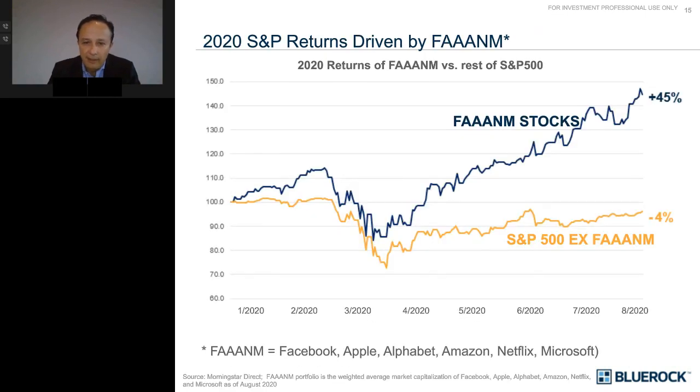You have 6 stocks, which is Facebook, Apple, Alphabet, Amazon, Netflix, and Microsoft, that have benefited from there because that's where all the growth has been. If you look back to the beginning of the year, those stocks are up 45%. The rest of the S&P without it is down 4%. You don't see it in the headline numbers, but it's very, very concentrated, and that creates potential risk in terms of, now, we like stocks.